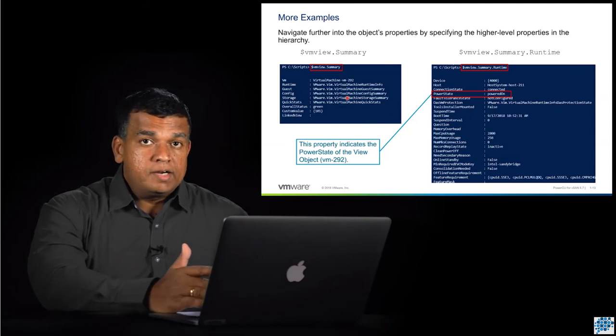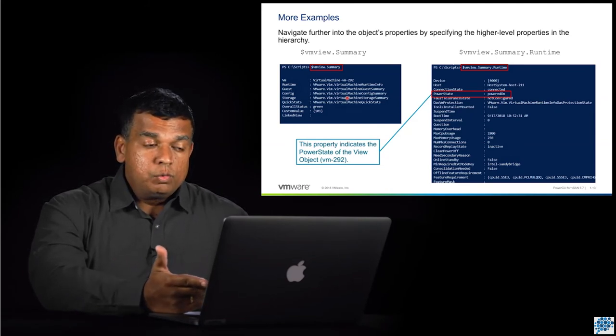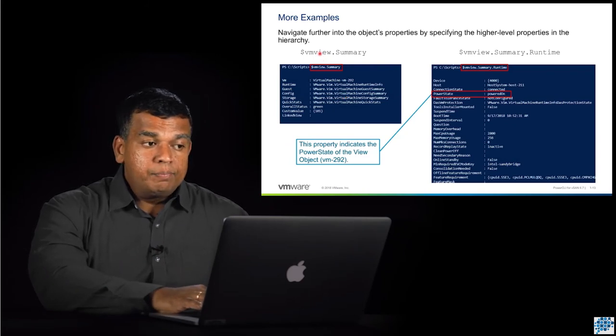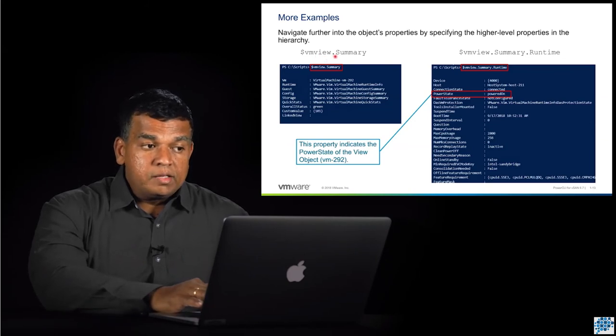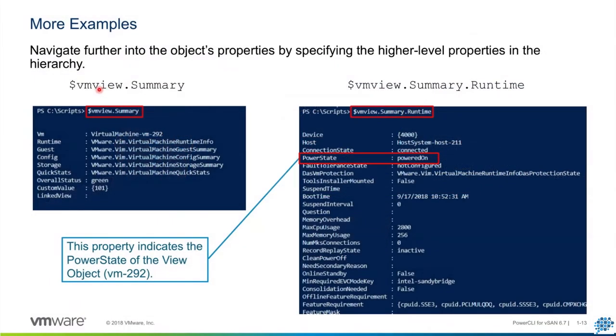Just to understand things a little better, we'll try to look at a few more examples. We have the view object called vmview, which we extracted earlier, and let's look at another property called summary. So I'm just typing in vmview.summary, and it shows me certain of the properties. This is a truncated output, and under this summary property, we see there is another property called runtime. So now I'm trying to access a sub property, or a child property, if I may. So it is vmview.summary.runtime.